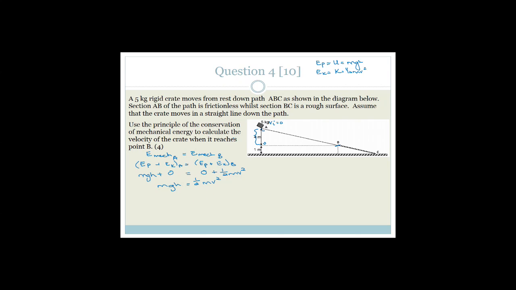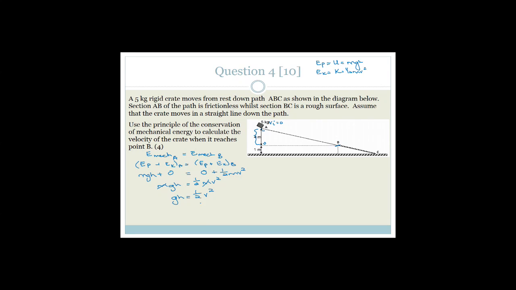Now we've been told that the mass is 5 kilograms, but I want to mention to you that a lot of times you get a similar question where they don't give you the mass. And then my students go, oh, we can't do the question, we don't have the mass. But the mass of the object does not change between A and B. It hasn't dropped off a limb, it hasn't lost parts, it stayed the same. So we can cancel these m's, and you can still solve this without knowing the mass. Therefore, gh is equal to a half v squared.